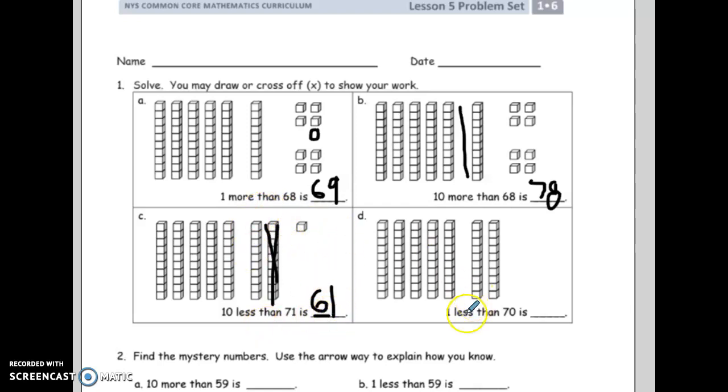All right, our last one. 1 less than 70. Okay, this one, they're trying to trick you, but you're only going to cross out 1. Don't cross out a whole 10 stick. So let's go ahead and count. 10, 20, 30, 40, 50, 60. So we've got 6 10 sticks. And then if we took 1 away from this set of 10, how many do we have now? 9, because 10 take away 1 is 9. So 1 less than 70 is 69.